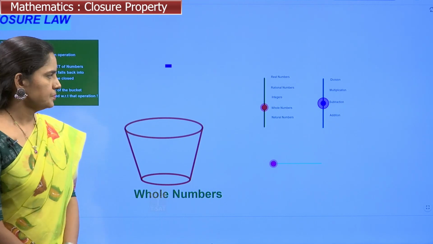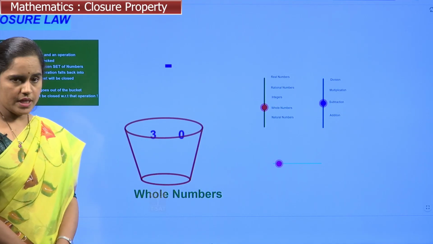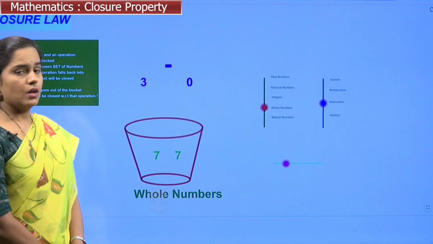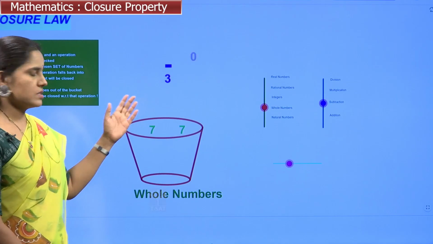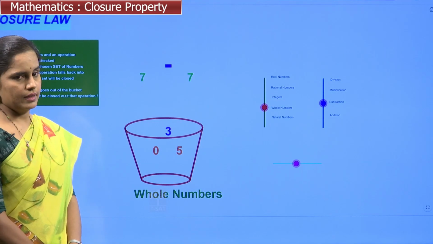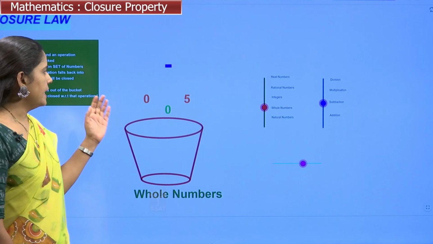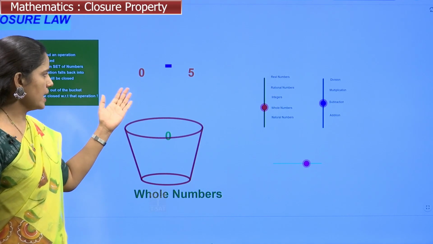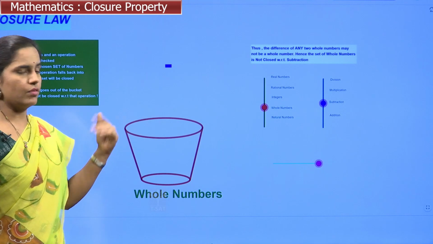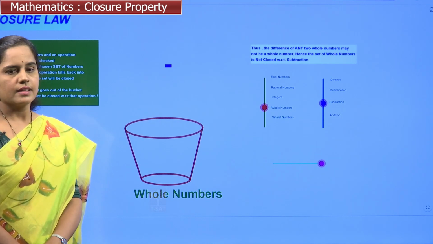Okay, now the numbers from this number set. What is this? Whole number set. 3 and 0 are whole numbers, and 3 minus 0 gives us 3. So 3 is also a whole number. And next 7 minus 7, 0 is also a whole number. And next 0 minus 5, minus 5. It is not a whole number. Therefore, whole numbers are not closed under subtraction.